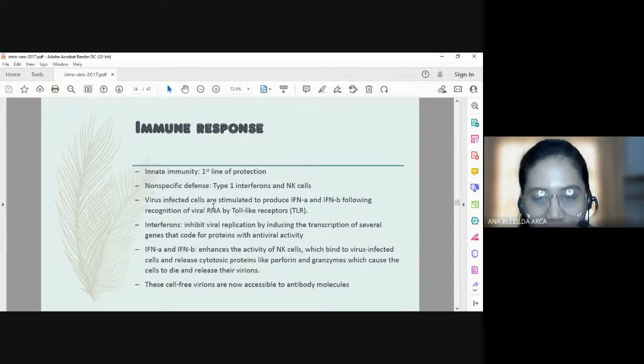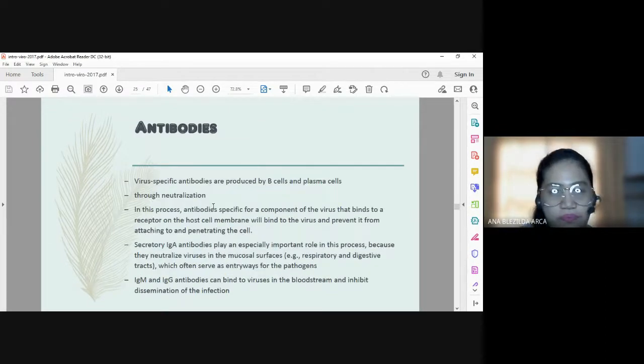Okay? So, if you release this granzyme to the cell, this will cause cells to die and release the virions. So, these cell-free virions are now accessible to antibody molecules. So, kapag nakalabas na sila, andyan na si antibody, tatakbo na. Huhulihin na yung mga virus. Okay? So, that's how it happens. Now, for the antibodies, again, they are virus-specific, diba? They are being produced by the B cells and also your plasma cells. And then the process is called neutralization, wherein the antibody will bind to the glycoprotein spikes of the virus to prevent the virus from infecting again.